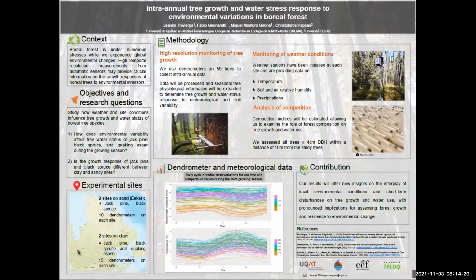So as you can see on the map, my experimental sites are located in the western region of Quebec. We have two sites on sand and two sites on clay. On sand we have black spruce and jack pine, and on clay sites we also have quaking aspen. We use 5 dendrometers per species on each site.